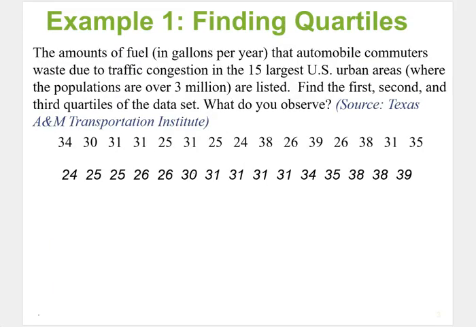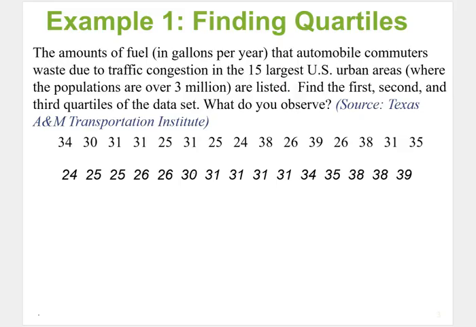All right, you are given a data set about the amount of fuel that automobile commuters waste due to traffic congestion in the 15 largest urban areas. The data is listed not in order first, and then I put it in order for you to make it nicer. The italicized one is the one that's in order. It says find the first, second, and third quartiles of this data set.